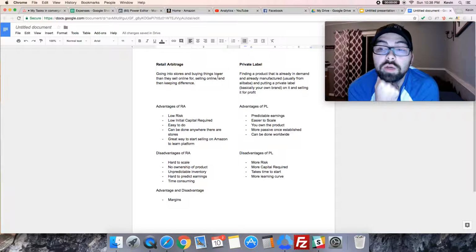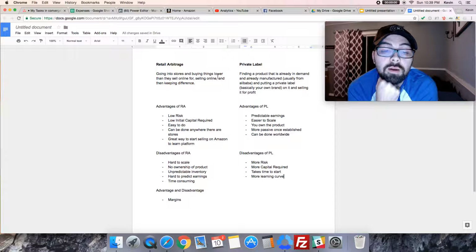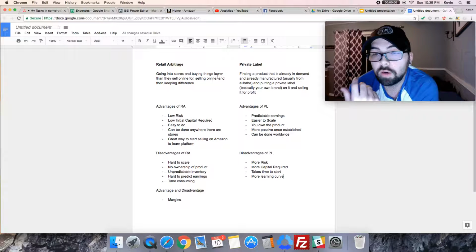You have unpredictable inventory. I had a problem with this a month or two ago where I only ended up making like $600 for that month, because your inventory depends on what stores have in stock. You can hit the jackpot and get a ton of stuff, or they can be low on stuff. Like the Christmas season, most stores are sold out of a lot of stuff right now. So inventory is down, which means my money is down. It's hard to predict your earnings for that reason, because you don't know when you're going to get a bunch of inventory or not.